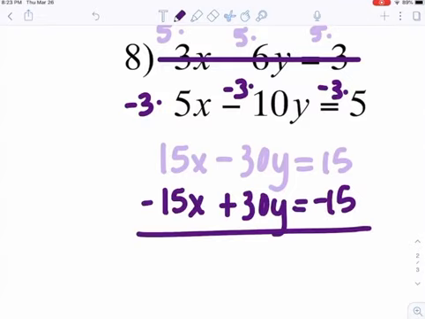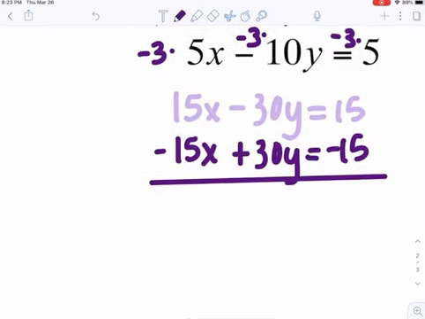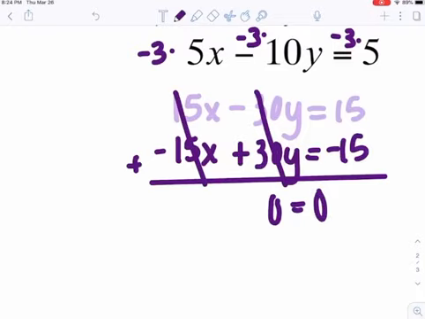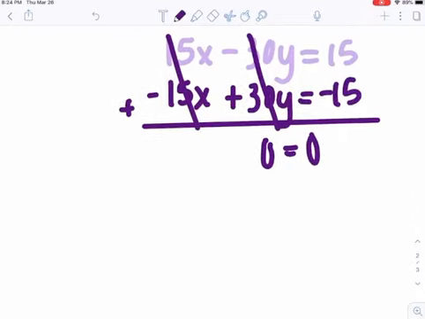Hopefully you kind of are catching on to where this is going, right? If I add these together, the x's go away, the y's go away. That's 0 equals, well, 15 plus -15 is also 0. Well, look at that, right? Variables eliminated, both sides equal the same thing.